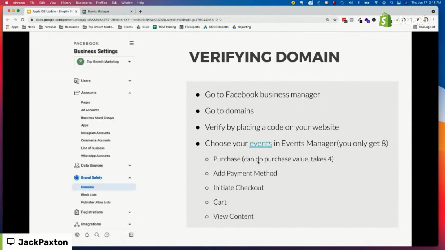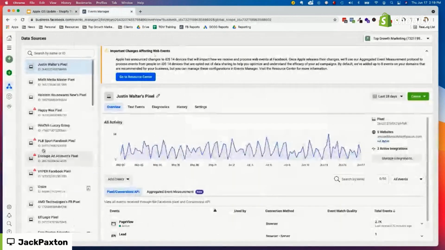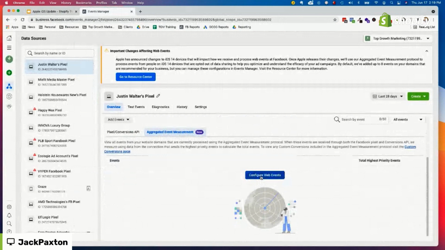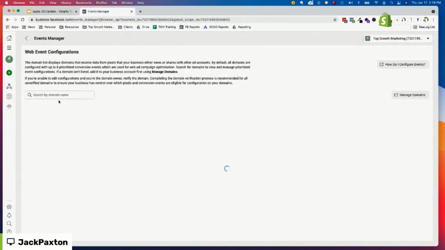So purchase, and if you want to collect the value as well, it takes up 4 spots. Add payment info, initiate checkout, cart, and view content. We suggest adding those ones. Now, when we come back here, you go to aggregate event management, and you can configure your events here. And so this is going to be where you can come in here, and we'll use ours.